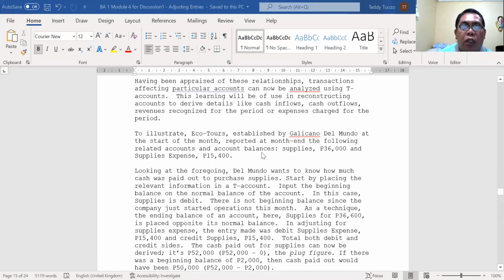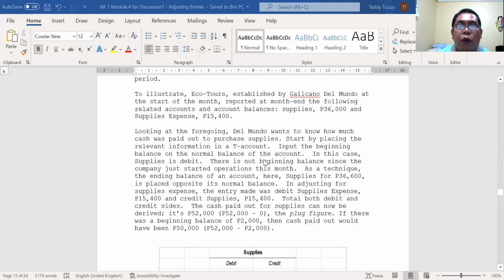Okay, so to illustrate the analysis of the adjusting entries using the T accounts, a company established by Galicano Del Mondo at the start of the month reported at month end the following related accounts and account balances. You have supplies, 36,600, and supplies expense of 15,400. Del Mondo wants to know how much cash was paid out to purchase supplies. Start by placing the relevant information in a T account.